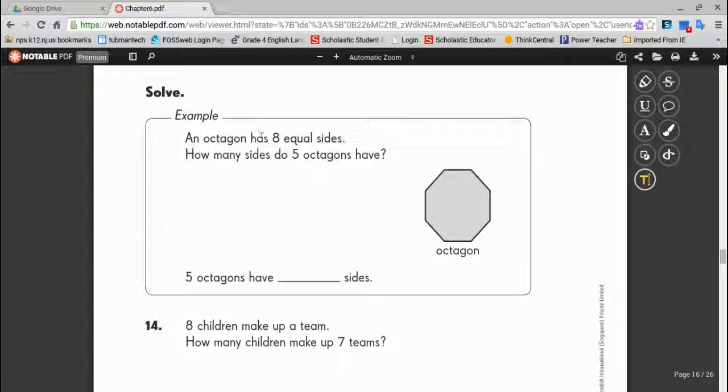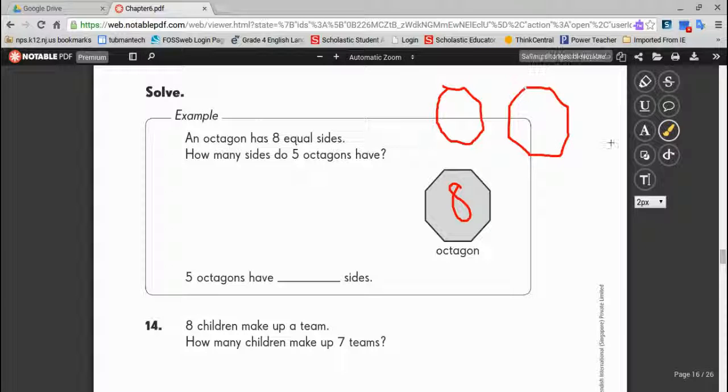So it says an octagon has 8 sides. Well, they draw an octagon for you. What I'm going to do right now is write 8 to show that it's got 8 sides. How many sides do 5 octagons have? Alright, so I'm going to draw my 5 octagons. Here's my first one. Here's my second octagon. Here's my third octagon. Here's my fourth octagon. And I apologize for the drawing.